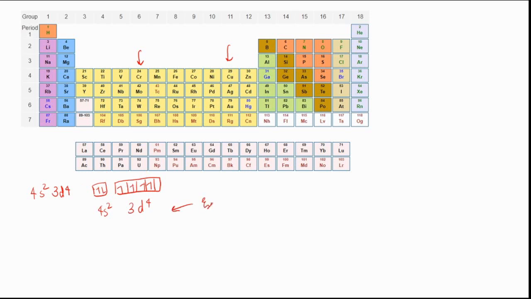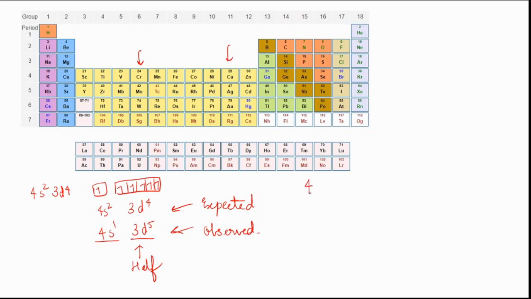So this is expected. But what is seen actually is that this electron moves from 4s to 3d. So this becomes what? 4s1 3d5. So this is the observed electronic configuration. This observed electronic configuration is achieved because both of them have half-filled stability. And this is very important.